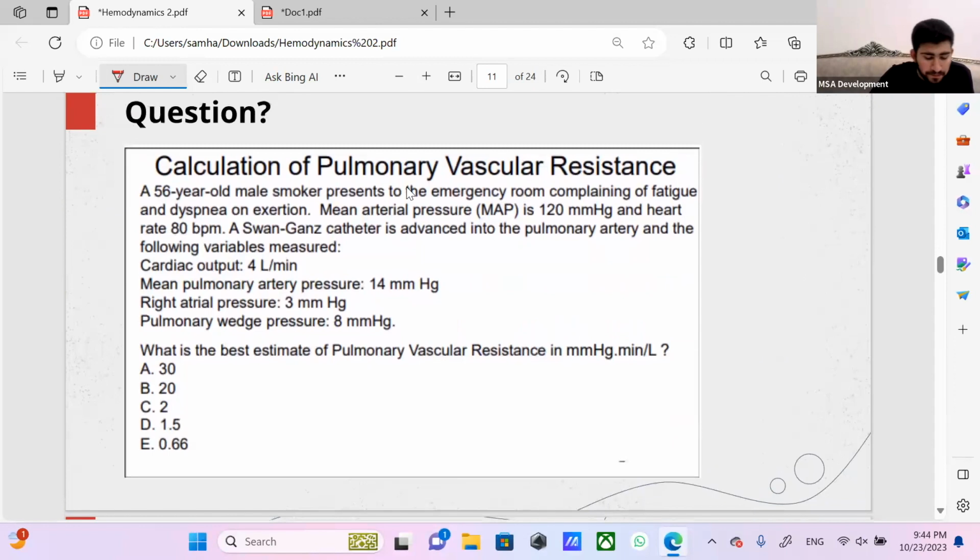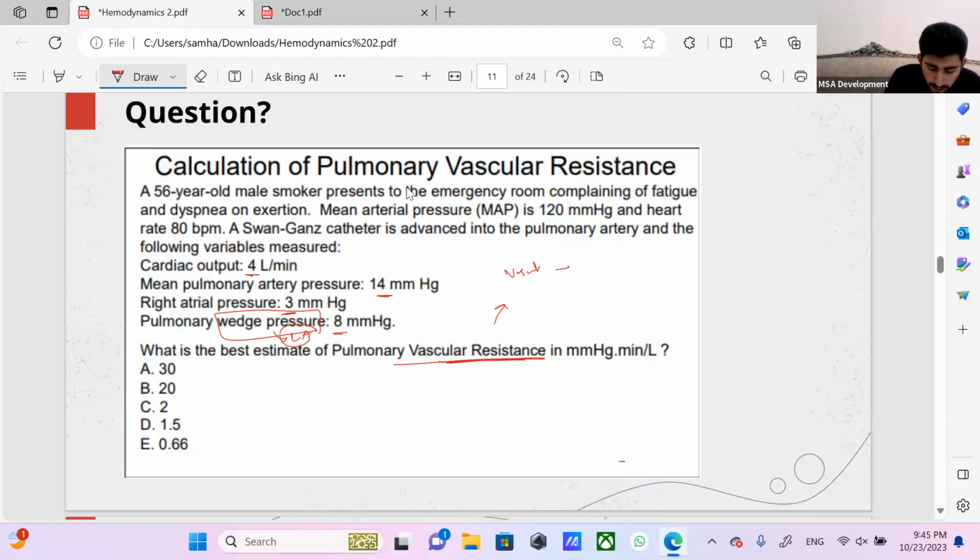Now we have a question. This is a very big question. He said he will not ask you about it, but just for the sake of safety, I will explain it. So you have cardiac output, you have mean pulmonary pressure, we have right atrial pressure, and we have pulmonary wedge pressure. And pulmonary wedge pressure is the left atrial pressure. And he wants you to have the pulmonary vascular resistance. You just memorize it, for the sake of safety.